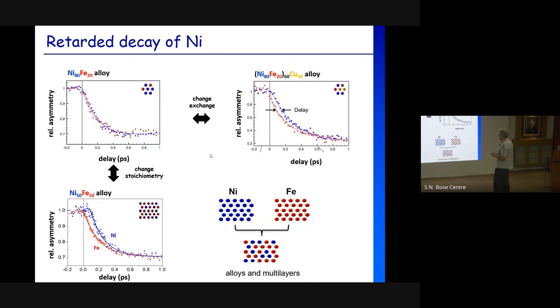We noticed later that when we change the alloy, the same happens here, much stronger. It doesn't need this copper. It seems to depend critically on the band structure of the system. And we have seen that for alloys as well as multilayers, so at the interface you can have a similar effect.